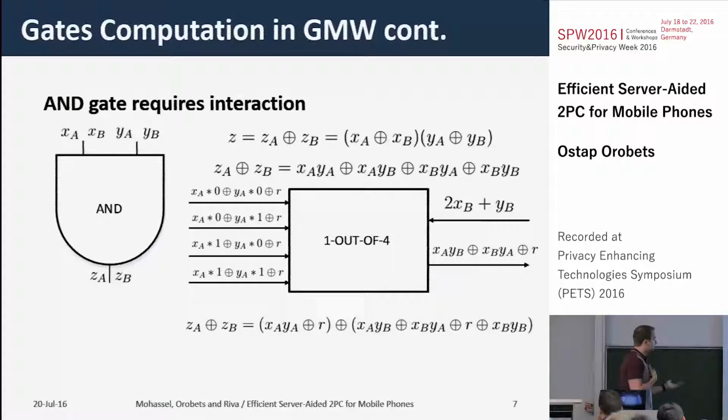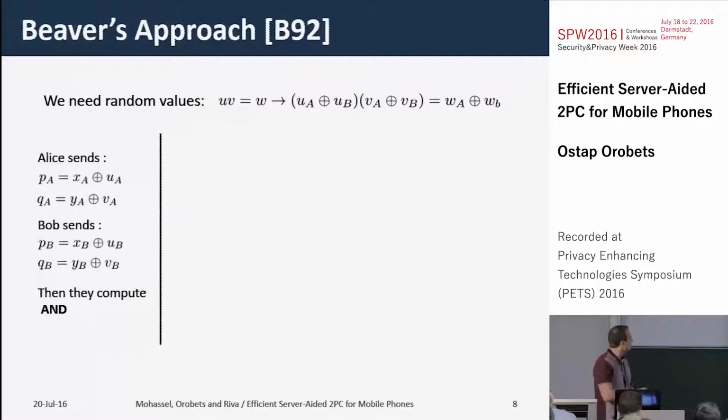So what's the problem here? This oblivious transfer requires some asymmetric key operations. So if you have large circuits with hundreds, thousands, and millions of AND gates, it's going to be super inefficient. So what can we do about this? Can we actually do something?